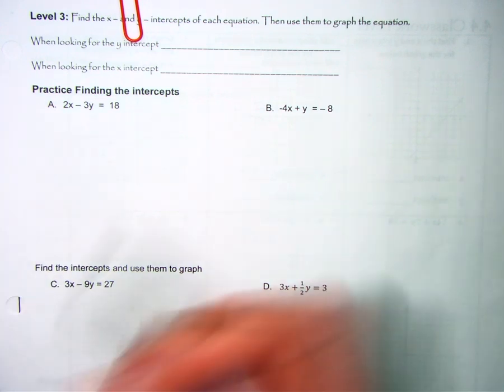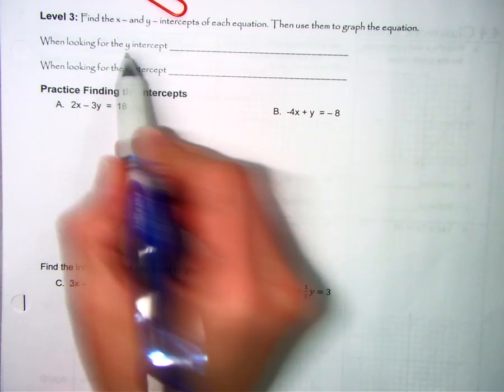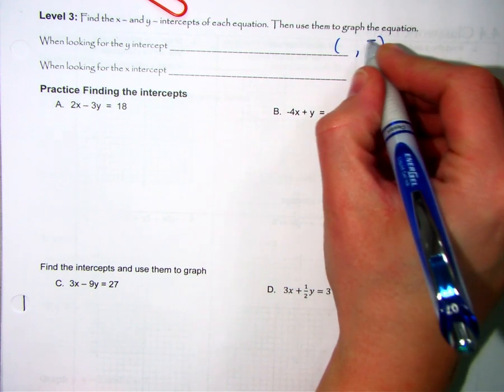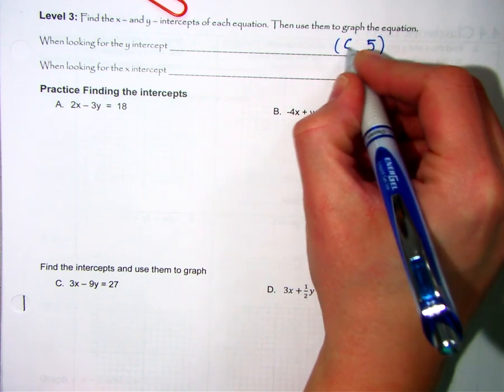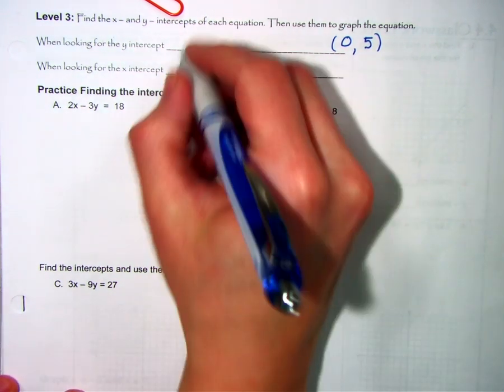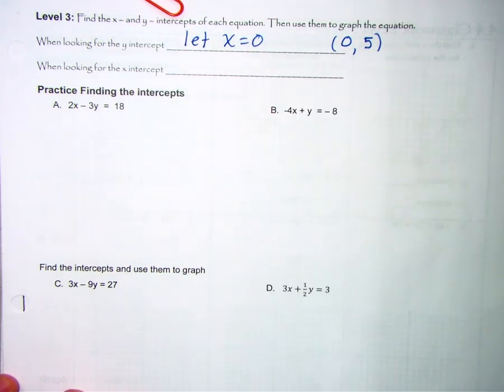Okay, so when we are looking for the intercepts, when we're looking for the y-intercept, didn't we say that the y-intercept has a number in the y position and a 0 in the x position, right? I just said that obnoxiously like 5 times, right? So what that means is what we are going to do to find the y-intercept is we are going to let our x be 0. That's how we're going to find it.